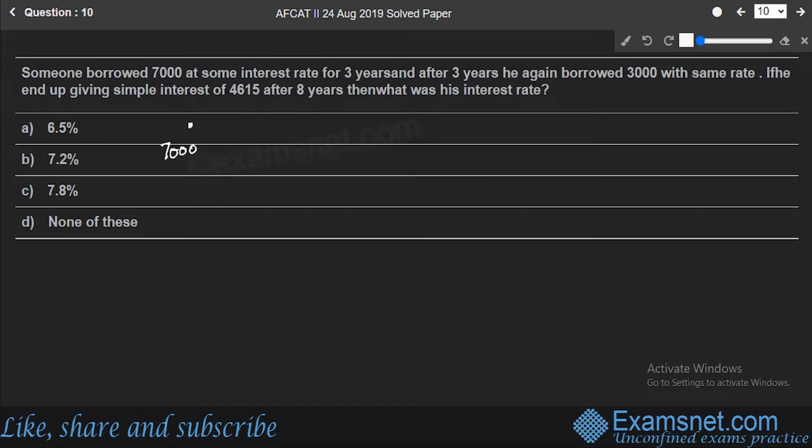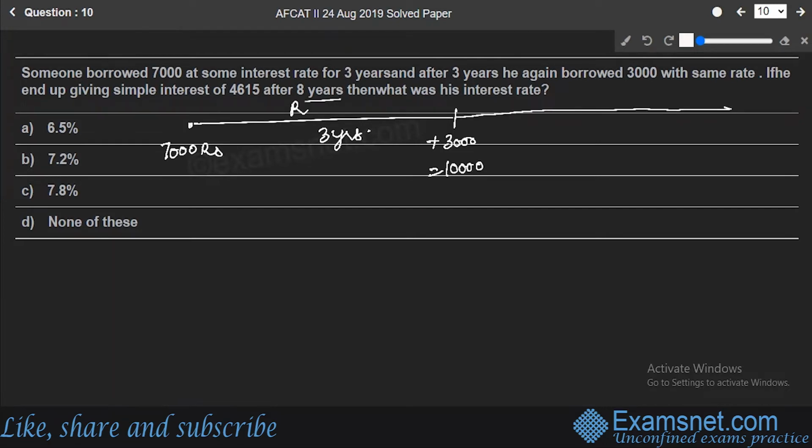This is the beginning. In the beginning, he had taken 7,000 rupees, right? The time was 3 years and the rate was something R. Then after 3 years, he took 3,000 more, so plus 3,000, now he has a total of 10,000 rupees. After that, he continued until 8 years, so that means he continued for 5 more years. The rate is the same in both cases.